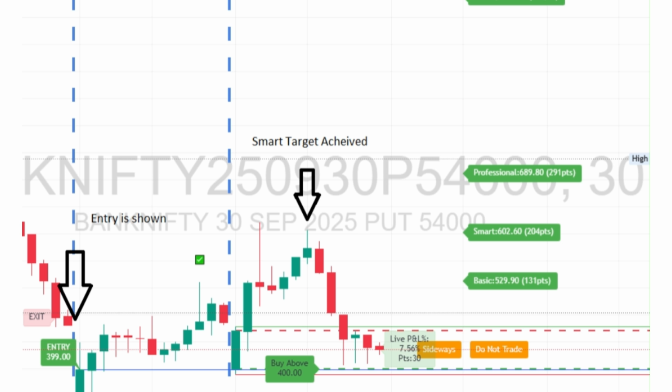You can see green line and green dashed line, these are buy above or breakout for call buyers or sell put. And you can see red line and red dashed line, these are sell below or breakdown for sellers or put buyers or sell call.